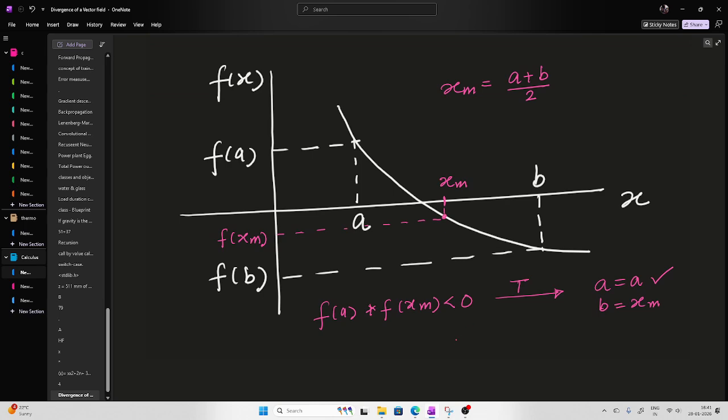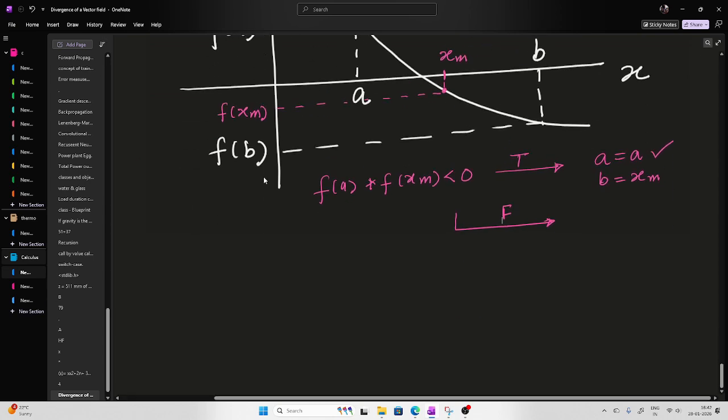And if this is false, that means they are not on the same side. So let us take another example of this particular scenario.